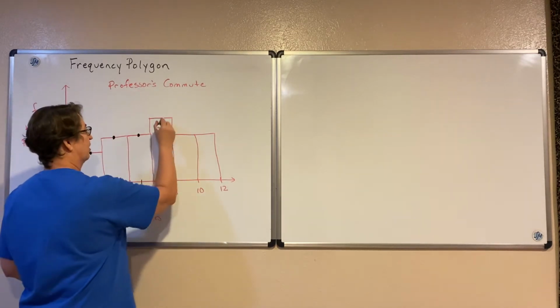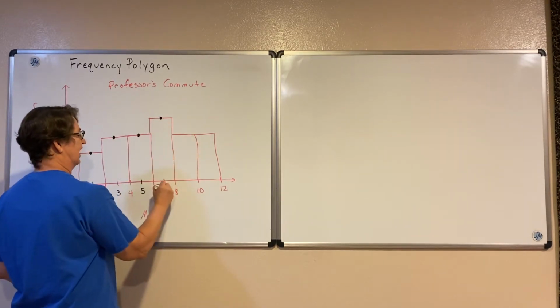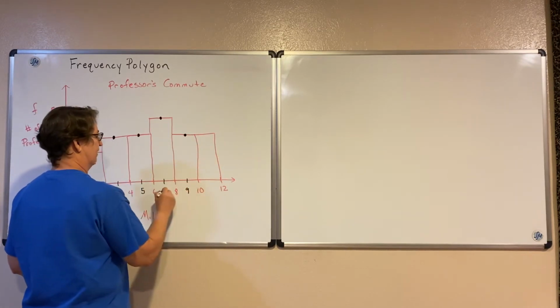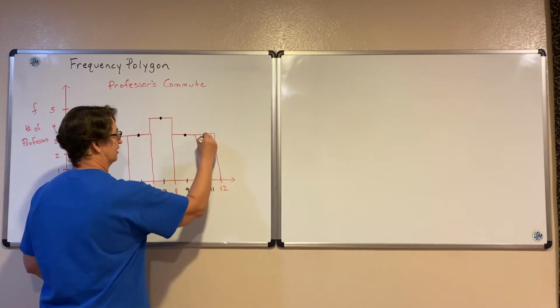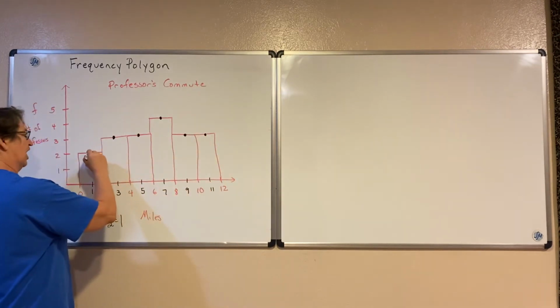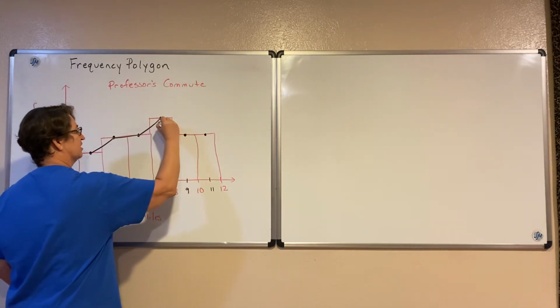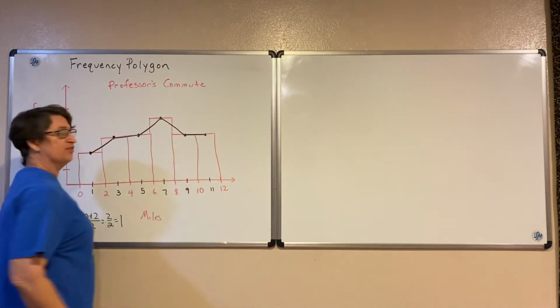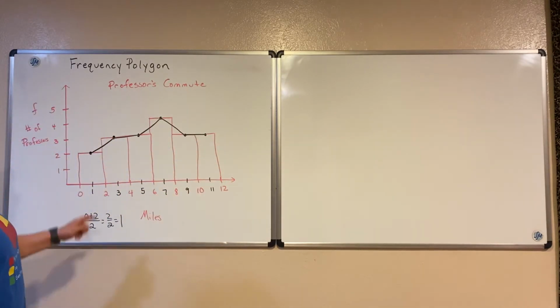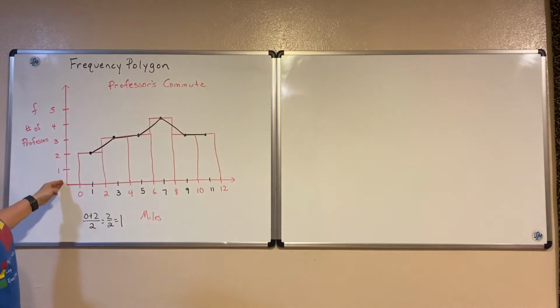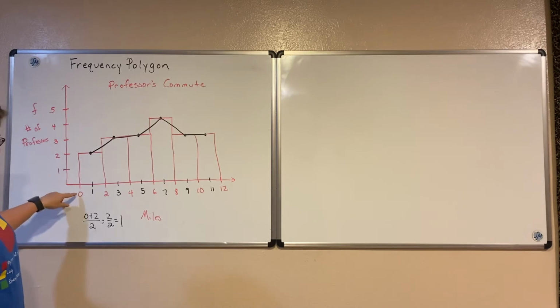Right in the middle of this bar, between 6 and 8, in between 8 and 10, and then again in between 10 and 12. Now we just take our midpoints from each class and connect the dots. Then there's one last thing with our polygon. We're going to show that in the class before this, there were no data values. No one drove less than 0 miles to work.